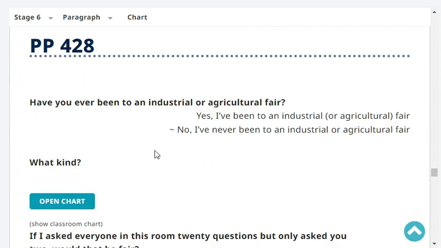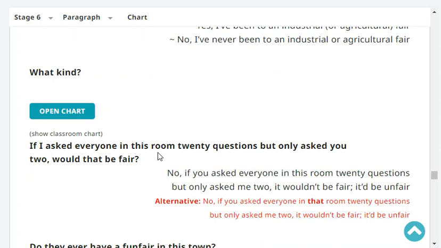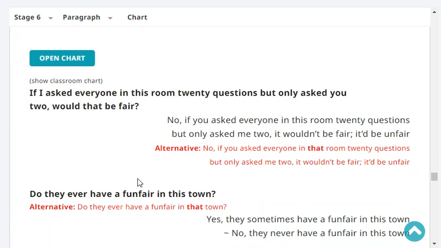Have you ever been to an industrial or agricultural fair? Yes or no? No, I've never been to an industrial or agricultural fair. Very good. If I ask everyone in this room 20 questions but only ask you two, would that be fair?